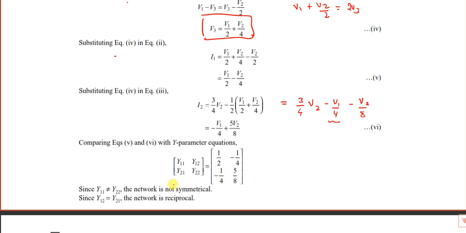And they asked whether the circuit is symmetrical and reciprocal. For symmetrical, y11 should be equal to y22. So it is not equal. Whether it is reciprocal, check y12 is the same as y21, minus 1 by 4, minus 1 over 4. So it is reciprocal, not symmetrical. Okay, thank you.